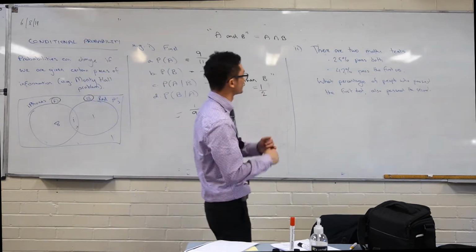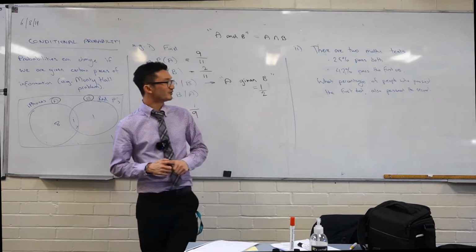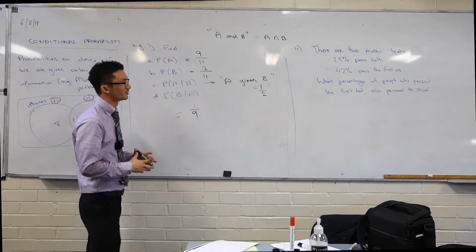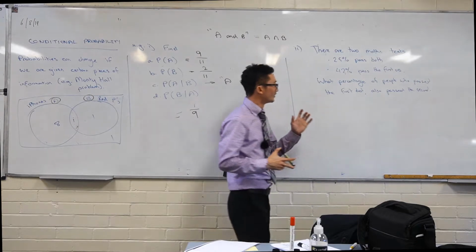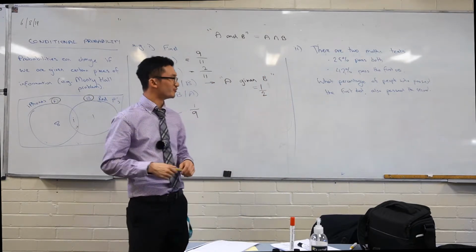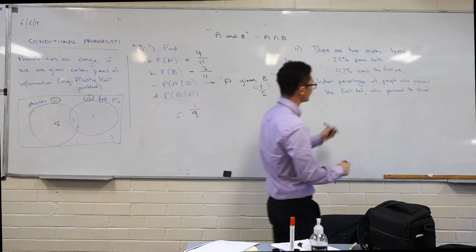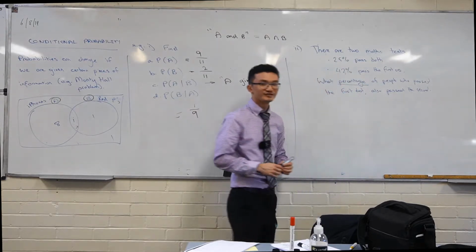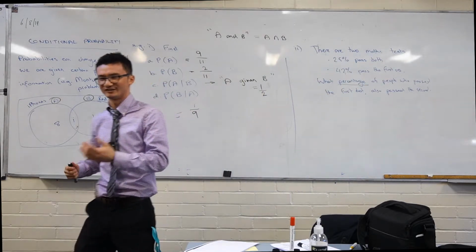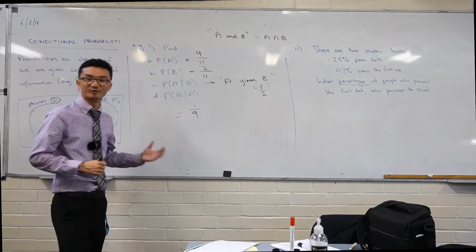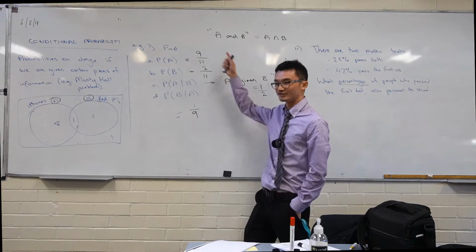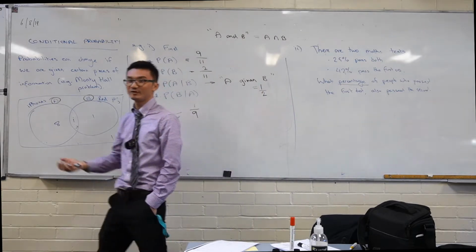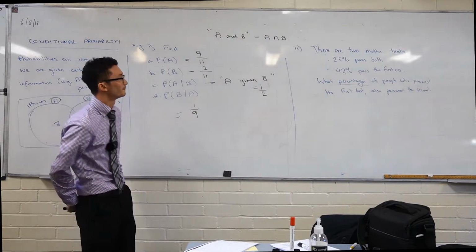We've got 2 math tests. 25% pass both, 42% pass the first one. Okay, so that's the information we're given. Now I ask, what percentage of people who pass the first test also pass the second? The thing you might be wondering right now is why are we dealing with percentages when we're talking about probability? But these things here are just percentages. They're the chance of something happening, and we can express those as percentages.